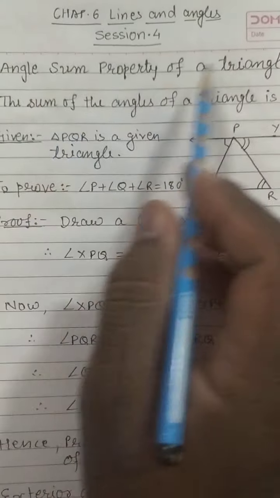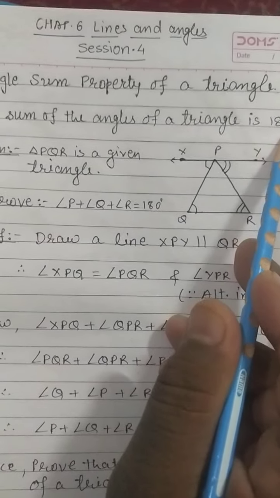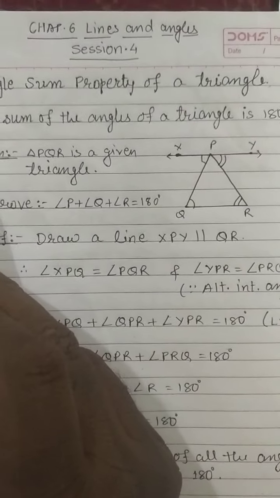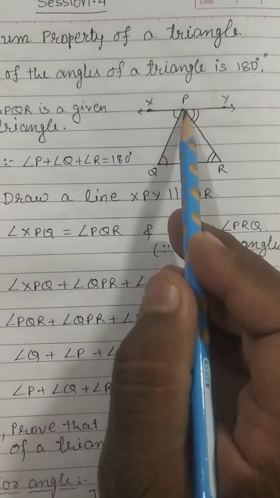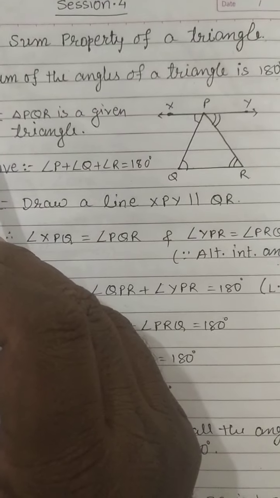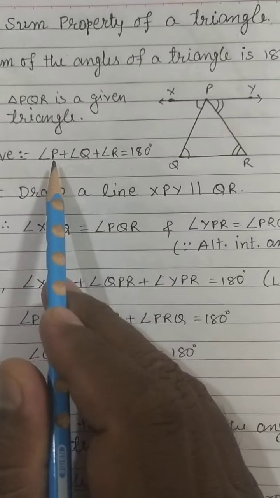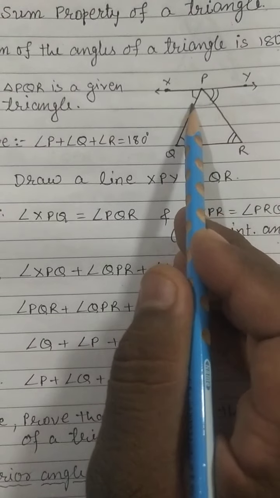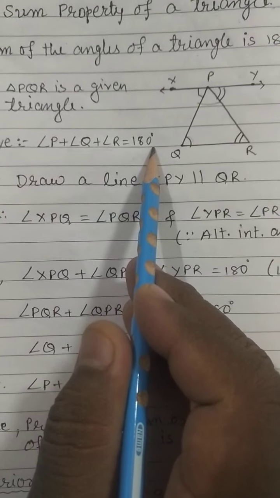Angle sum property of a triangle, that is, the sum of all the angles of a triangle is 180 degrees. This is the theorem, and we have to prove it. So let us see. Here triangle PQR is given. To prove, we have to prove that the sum of all the interior angles, that is angle P, angle Q and angle R, is equal to 180 degrees.